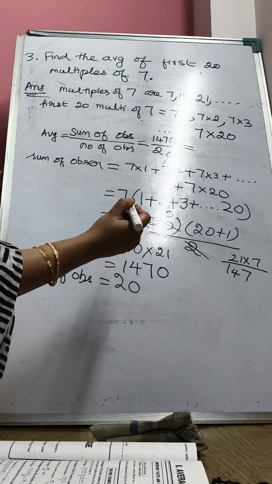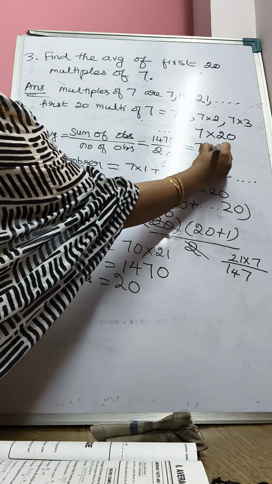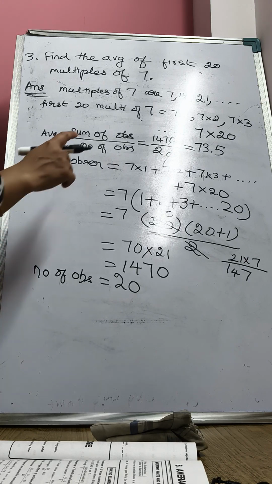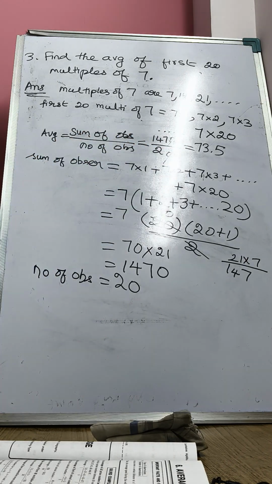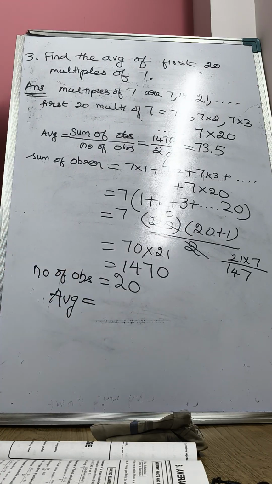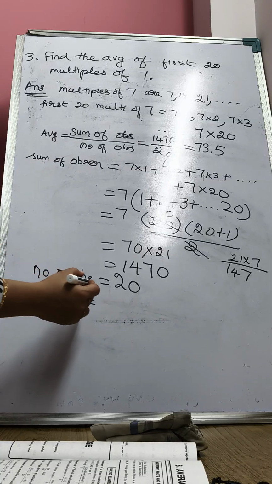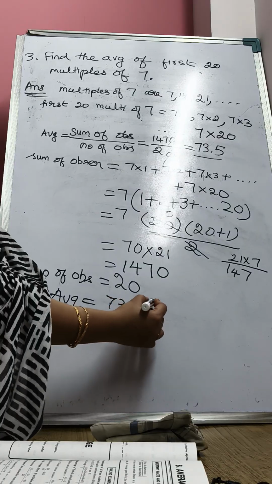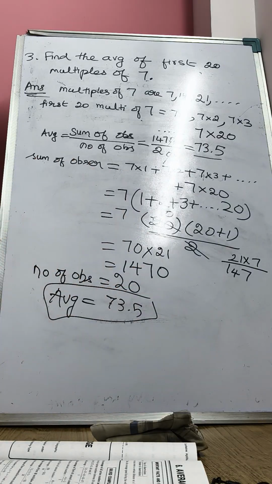It gives 73.5. So 147 divided by 2 gives 73.5. Hence the average of the first 20 multiples of 7 is 73.5. Now, clear? Let us move on to the next problem.